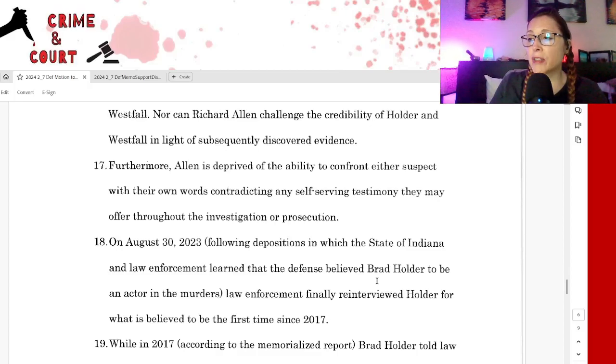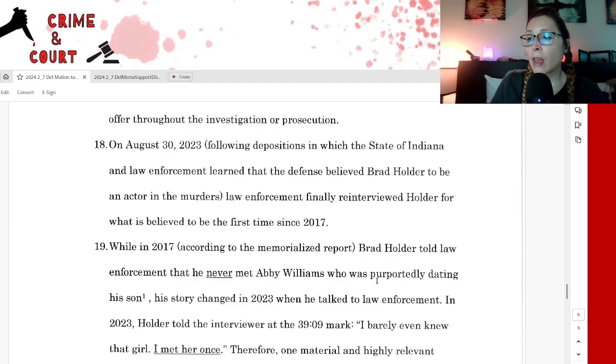Furthermore, Allen is deprived of the ability to confront either suspect with their own words, contradicting any self-serving testimony they may offer throughout the investigation or prosecution. On August 30th, 2023, following depositions in which the state of Indiana and law enforcement learned that the defense believed Brad Holder to be an actor in the unalivings, law enforcement finally re-interviewed Holder for what is believed to be the first time since 2017. So they never went back to him until August of 2023.